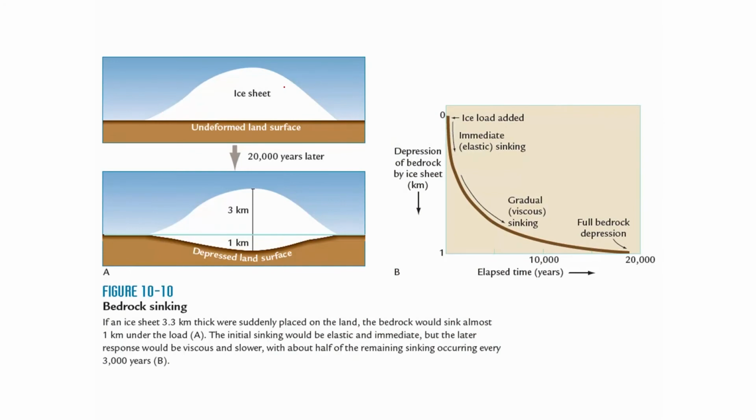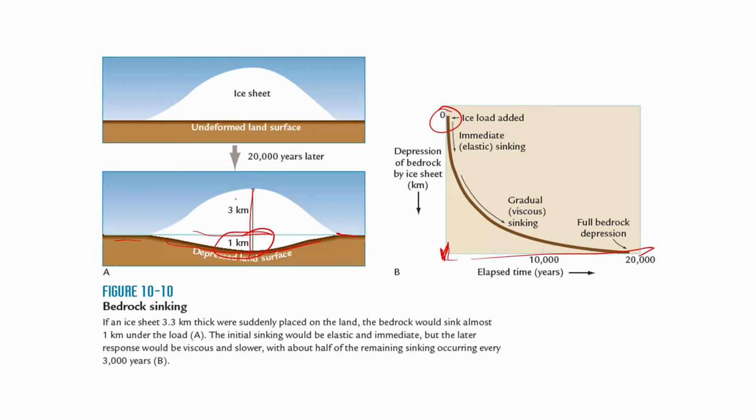So as you begin to grow the ice sheet, the land surface gets depressed. You have a total of 3 kilometer thick ice, but 1 kilometer of that glacier is actually below the surface level, and there is a delay in this as well. So ice load is added at, let's say, time 0. Going from 1 to 20,000 years, the immediate elastic response is small, but over time the depression under the ice sheet begins to grow. This is shown in kilometers, and you can see that the full bedrock depression doesn't appear until about 20,000 years.